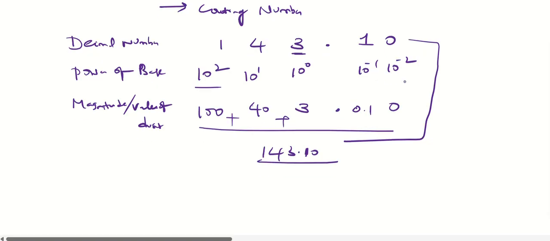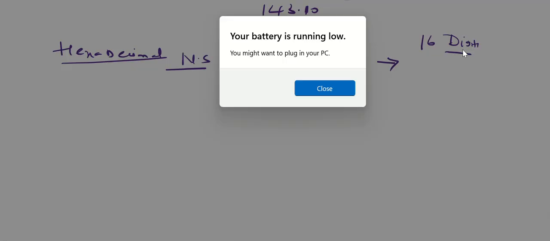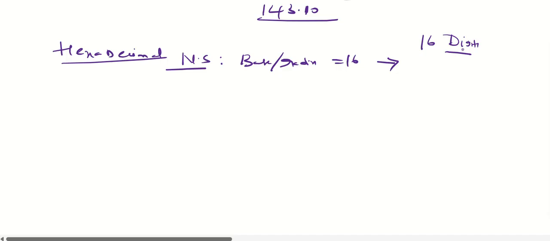And let's come to the last one, which is the hexadecimal number system. So here the base or radix is 16, meaning it has a total of 16 digits. Out of 16 digits, the first 10 digits are 0 to 9. The next digits are A to F.